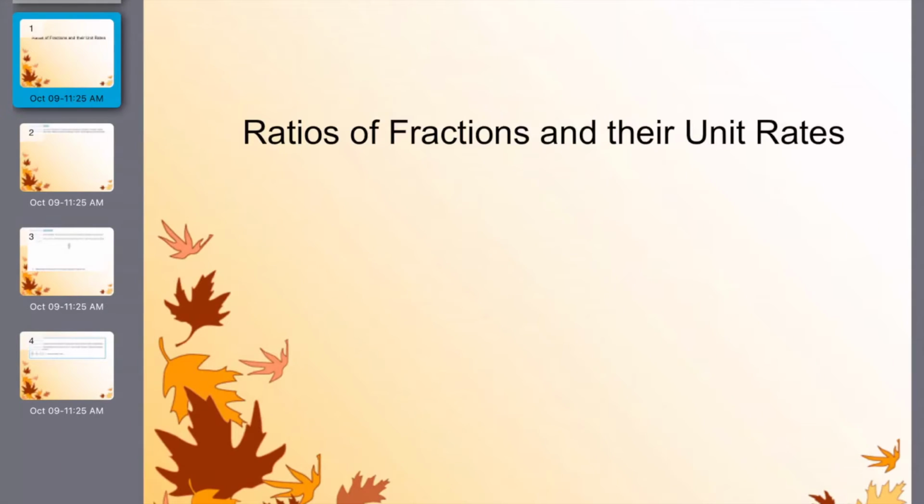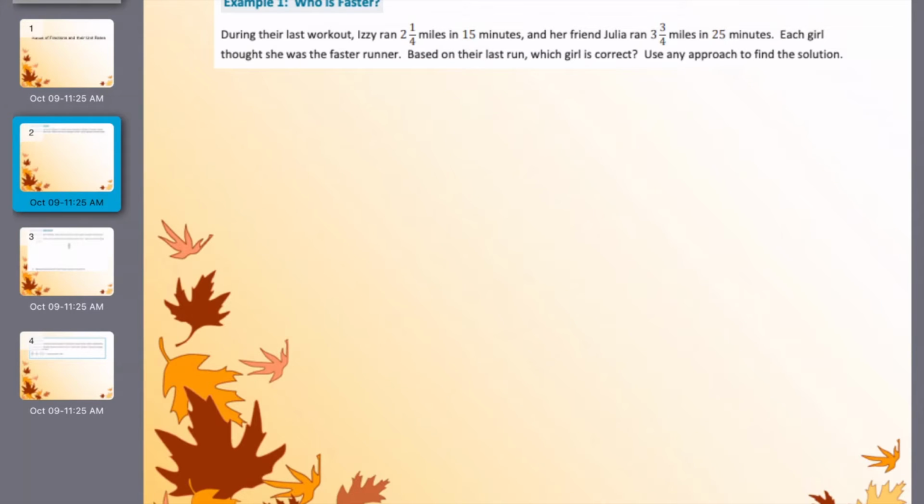Today, we're going to be talking about ratios of fractions and their unit rates. It's just going to be a little different because we're going to start with fractions. So our first example: who's faster? During their last workout, Izzy ran 2.25 miles in 15 minutes, and her friend Julia ran 3 and 3/4 miles in 25 minutes. Each girl thought she was the faster runner. Based on their last run, which girl is correct? And we can use any approach to find the solution.